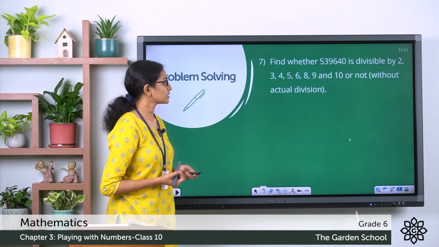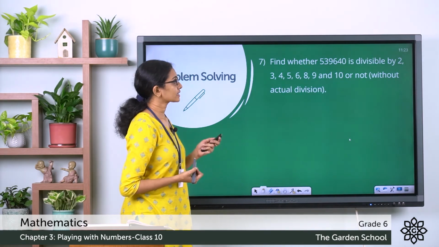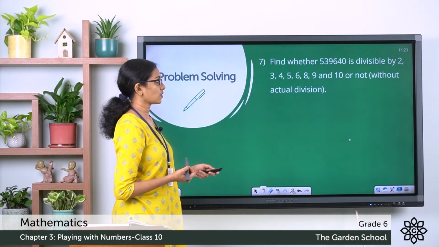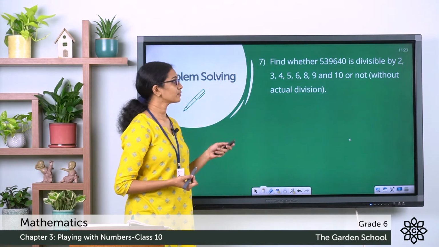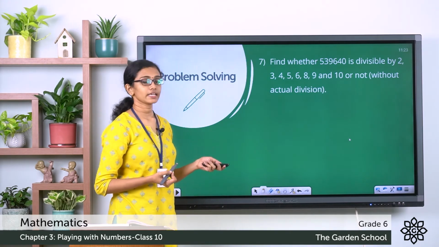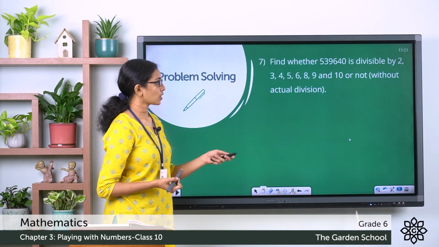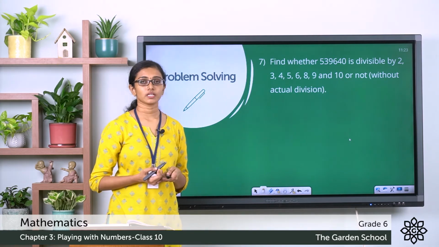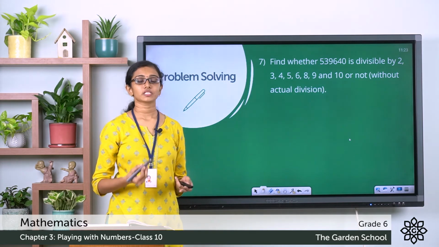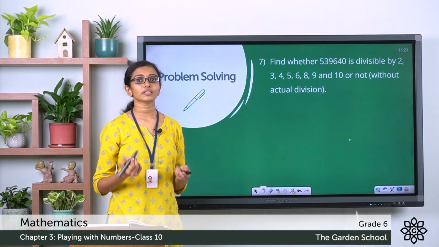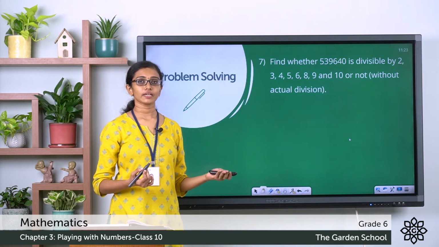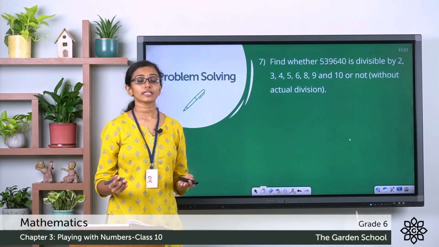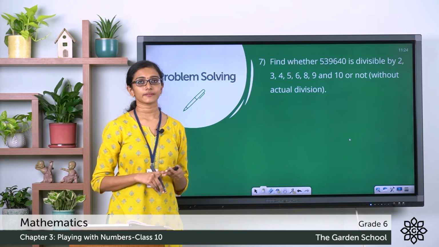Now the next question, find whether 5,39,640 is divisible by 2, 3, 4, 5, 6, 8, 9 and 10 or not without actual division. So we learned the divisibility rules or the tests of divisibility. Why do we need them? To check if a given number is divisible by another number without actually dividing it.